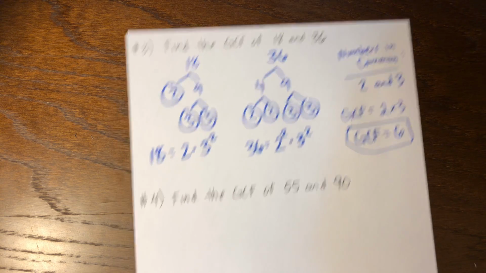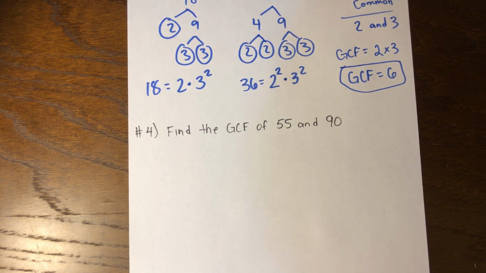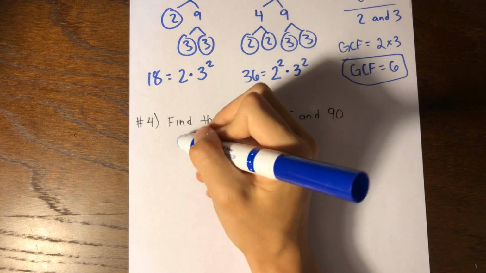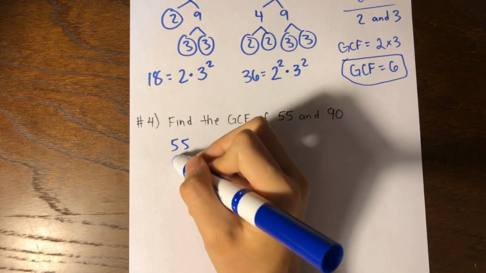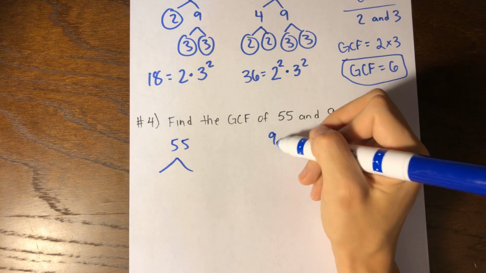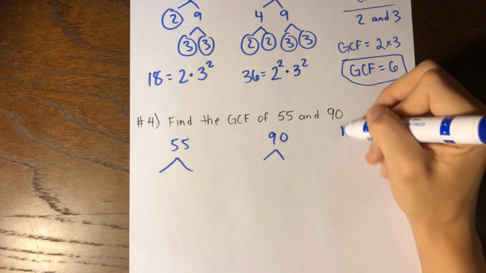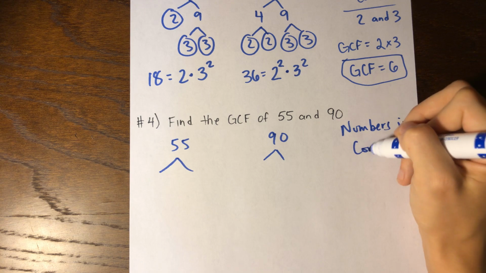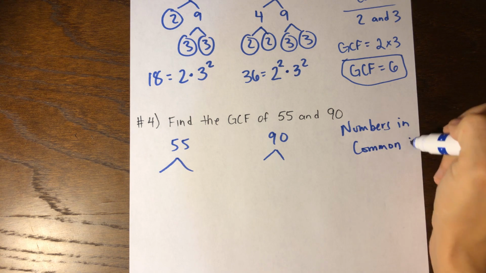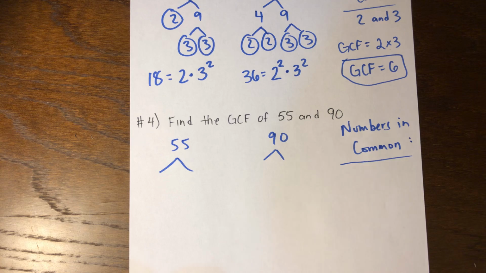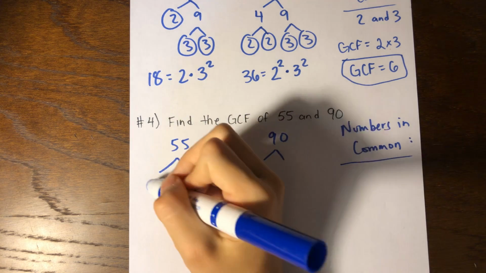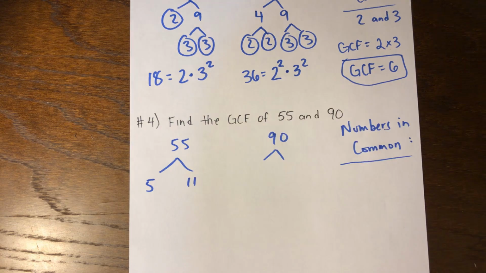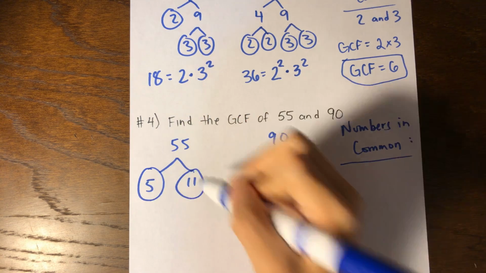The next thing we're going to do is the GCF of 55 and 90. So we have 55 and 90 to break up. Then we're going to have our numbers in common. For 55, 2 numbers that make 55. First thing that comes to mind is 5 and 11. Are those prime? Yeah. So we're done with that one.